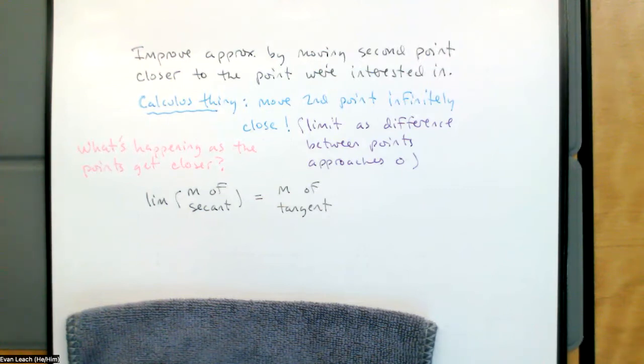Pause for comment. So I'm not supposed to read that part. How's everybody okay? So the limit of the slope of the secant line will become the slope of the tangent line.